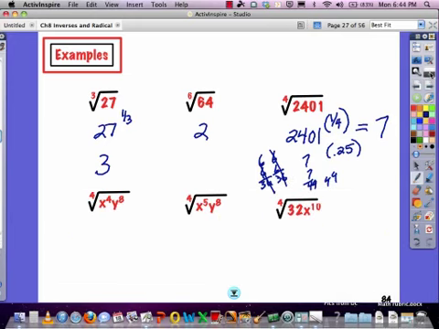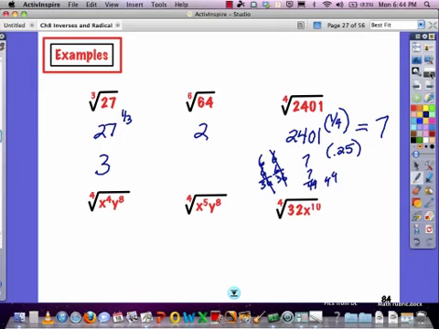Now, the only difference here, and here's where the thinking gets a little different. When we introduce variables as well, you have to keep in mind what root you have. To come out of a square root, you need groups of 2. To come out of a cube root, groups of 3. To come out of a fourth root, groups of 4. So let's try that on this first one here.